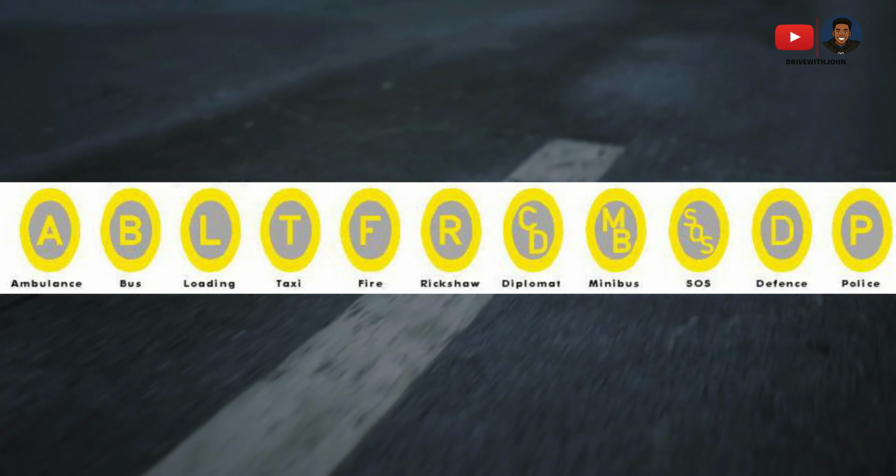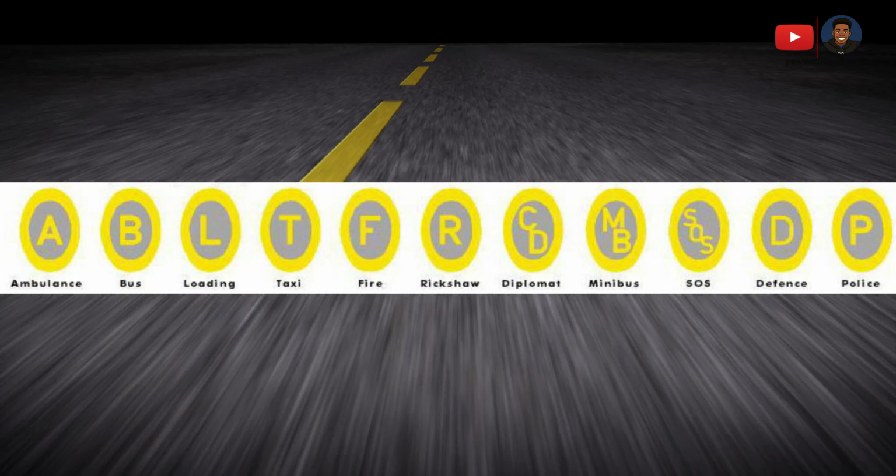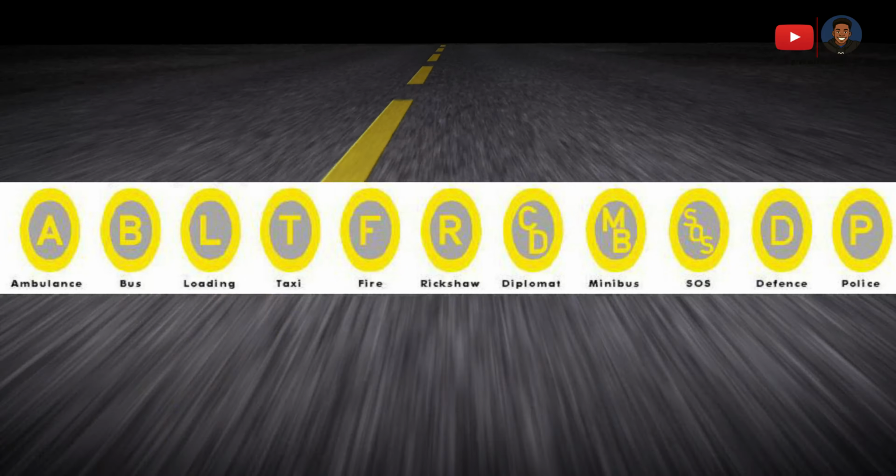That is for the SOS phone. Does anybody know what SOS stands for? If you know what it stands for, please drop it in a comment.